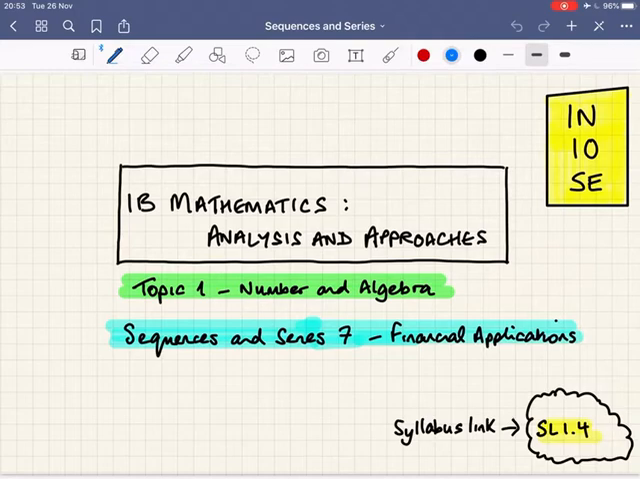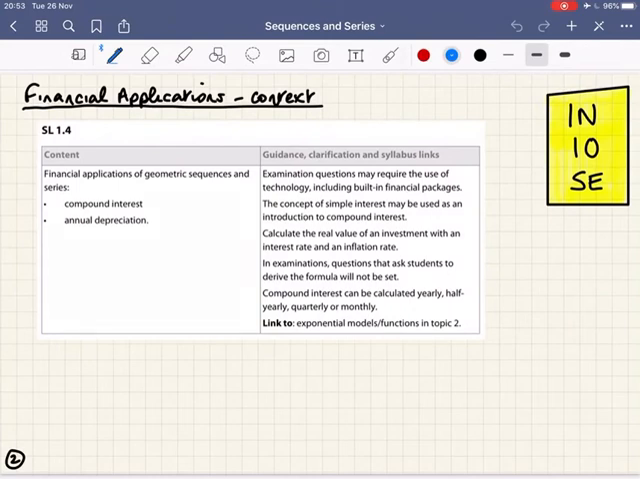This is syllabus part SL 1.4, so it's something for everybody, and if you look in the syllabus guide, there it is, SL 1.4, financial applications of geometric sequences and series, particularly looking at things like compound interest and annual depreciation, which all work in a very similar way. So in this video, let's take a look at some of the types of questions we might get asked.